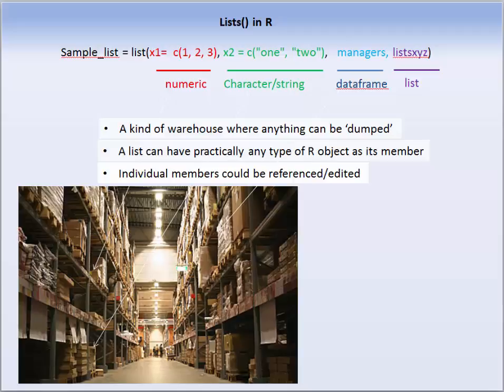Let it be a single value, matrix, or even a data frame. I will show you how to build one of these lists and reference, retrieve, and modify any of its individual members. For example, here we are building a sample list object, and we are putting in four different types of R objects: numeric, character string, data frame, and a list. In this video, we will see how to create one of those lists and how to reference or edit its members.